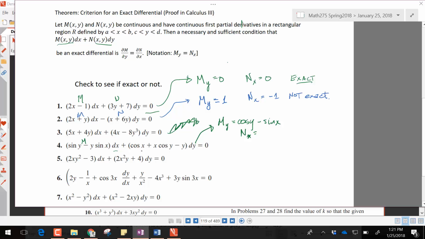So derivative of cosine x is sine x, positive or negative? Negative sine x. Here x is a variable, y is constant, and so this will go away again. So the derivative of x cosine y with respect to x is cosine y. And then minus y, the derivative of y with respect to x is 0. So it looks like these two match up. So this must be exact.